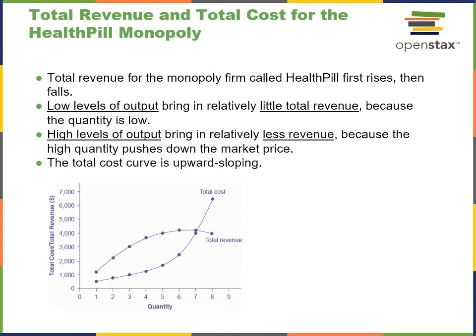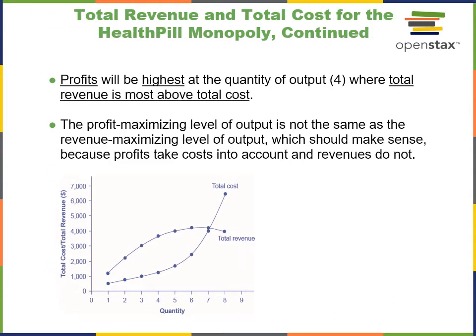Here the total cost curve is upward sloping, and the total revenue curve slopes up and then begins to slope down. So let's talk about what's going to happen. How would the company come up with a quantity that's needed? Here, profits will be highest at the quantity of output, 4 units, where total revenue is most above total cost. So a profit maximizing level of output is not the same as a revenue maximizing level of output, which should make sense because profits take cost into account and revenues don't.